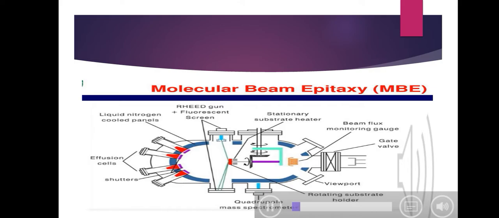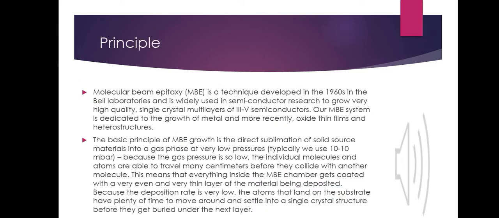And this is the diagram of molecular beam epitaxy, MBE. In this diagram, we can see RHEED gun, fluorescent screen, stationary substrate heater, beam flux monitoring, gate valve, viewport, rotating substrate holder, quadrupole mass spectrometer, shutter, effusion cells, liquid nitrogen cooler, pump.